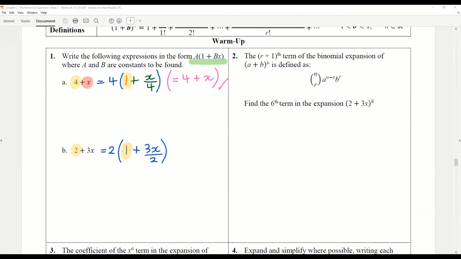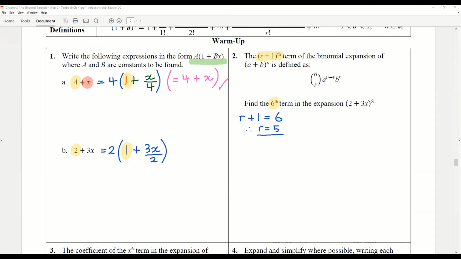Okay, moving on to question 2. We're told that the (r+1)th term of the binomial expansion of (a + b)^n is defined as follows. Well, yes, it is. We've seen that last year, in fact. So we have to find the 6th term. In this instance, the 6th term is the (r+1)th term. So that means that r + 1 must equal 6. So therefore, my r value must be 5 in this case.